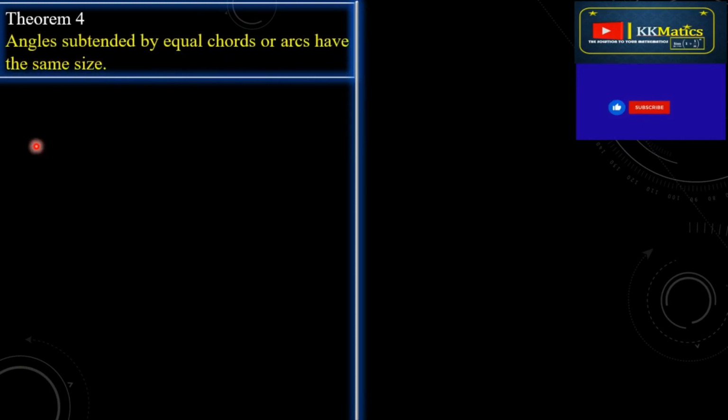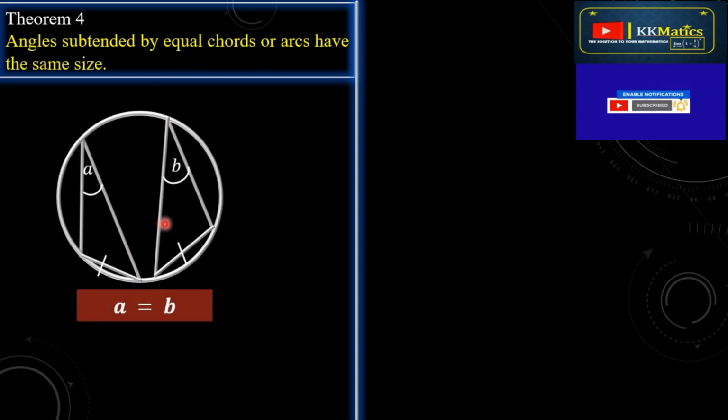Theorem 4: angles subtended by equal chords or arcs have the same size. This is an illustration of what we mean. Anytime you have a circle and the angles are subtended by equal chords or arcs, then we claim that they have the same size. This looks more like a mirror reflection, or the image of one particular side. So A equals B. It's very important for you to know this.